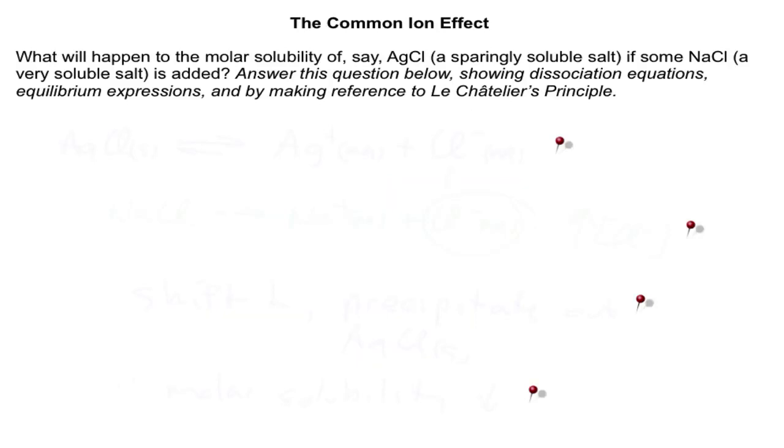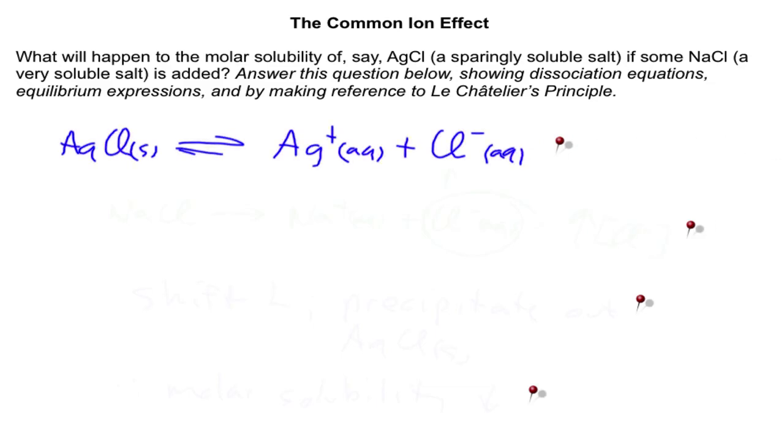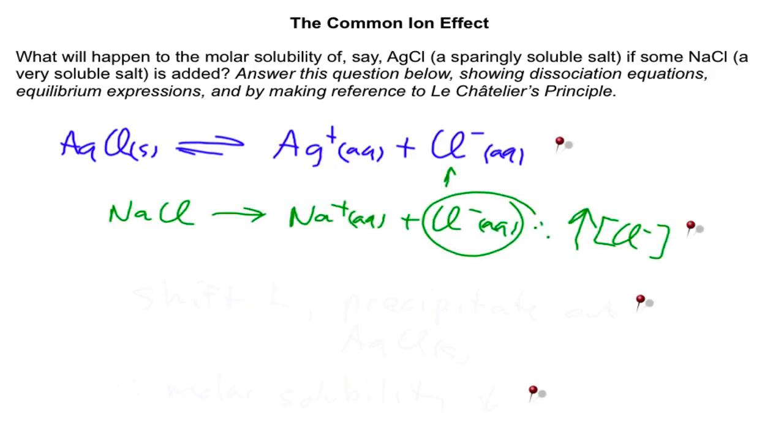So here we have a typical solubility question, and first of all we're just going to think about what happens when we add some sodium chloride to silver chloride. There's silver chloride as an ionization, and there's sodium chloride as an ionization, both of which are aqueous. So we've added chloride ion, so we've increased the chloride ion concentration.